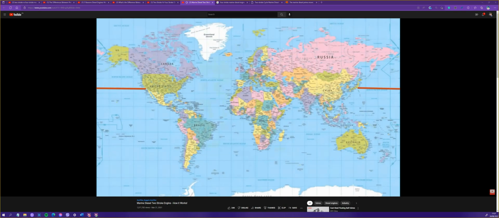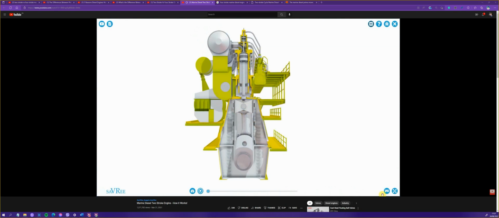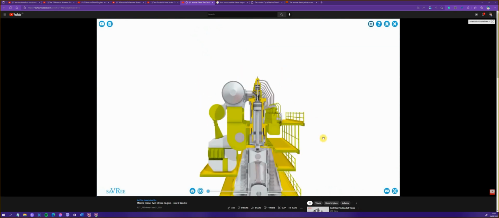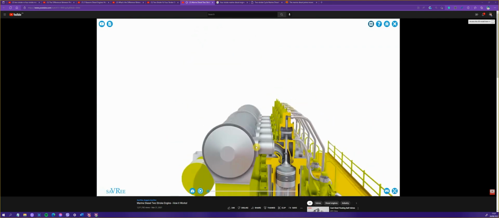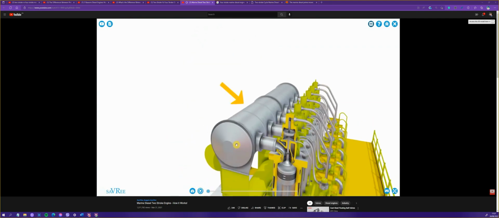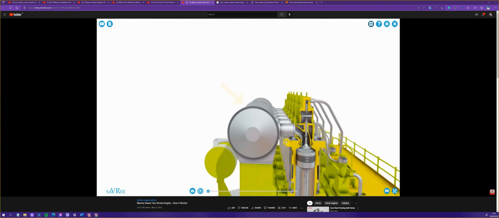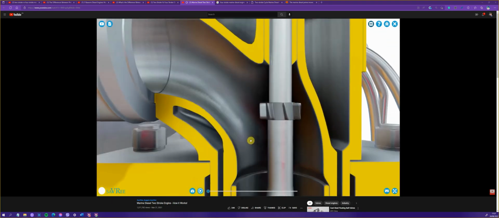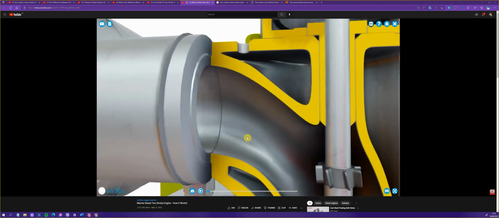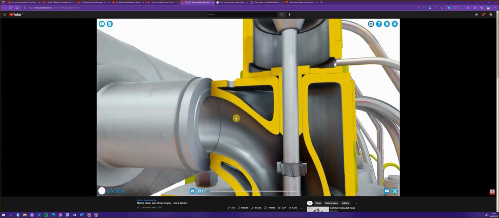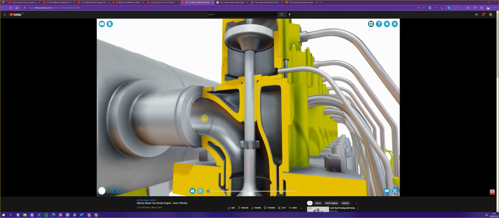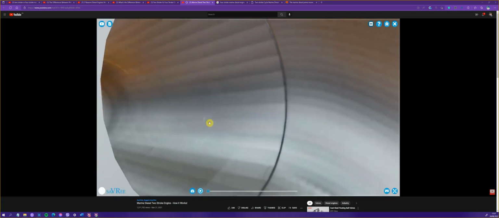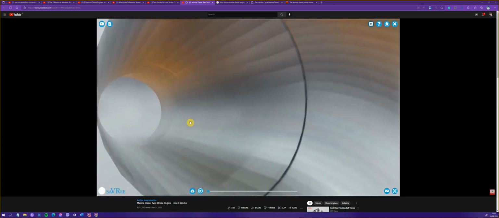So let's now take a look at our large two-stroke marine diesel engine. We'll start off by looking at some of the outside parts. We've got an exhaust gas manifold. That's this silver item. The exhaust gases pass out of the top of the cylinder. They actually come up through this channel and then into this hole. And the exhaust gases would go through the hole and then into the manifold.